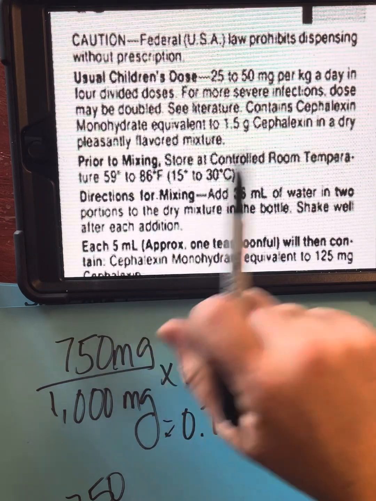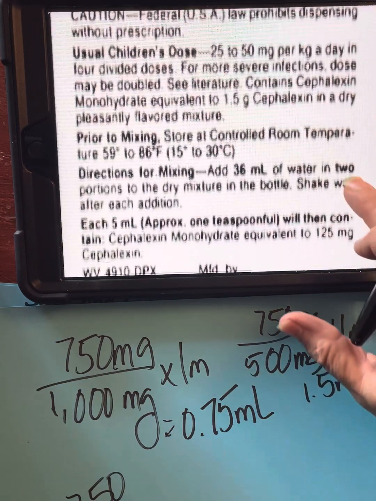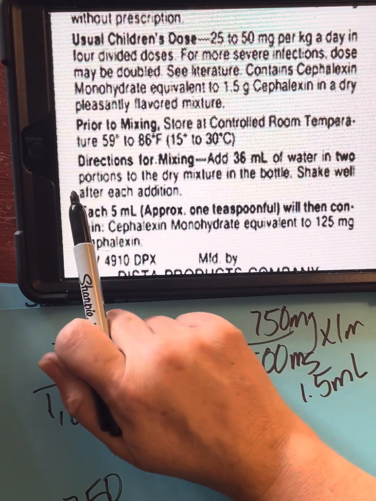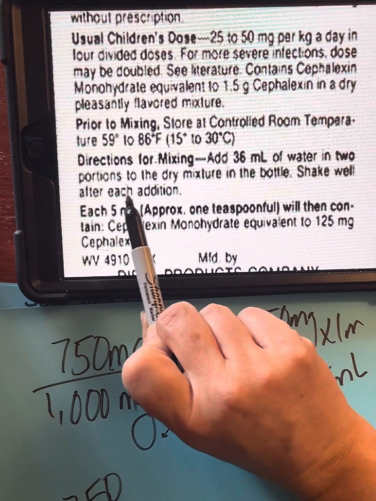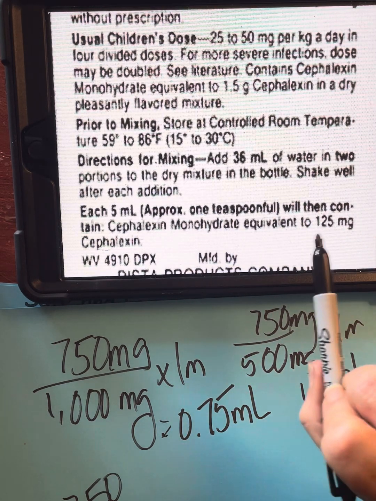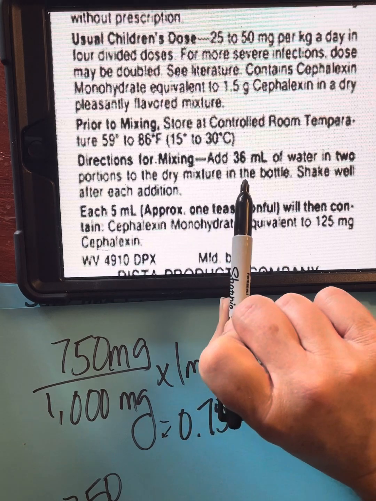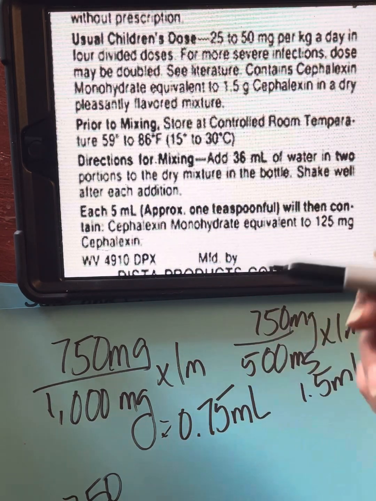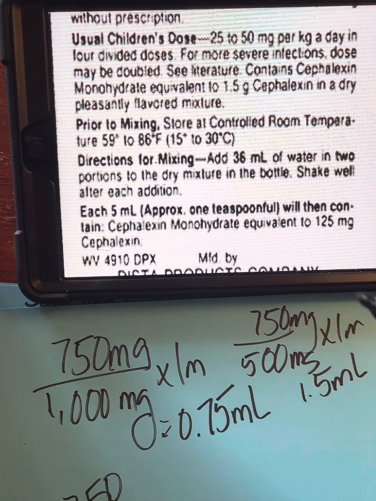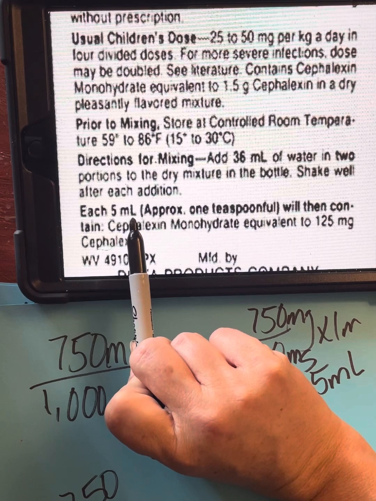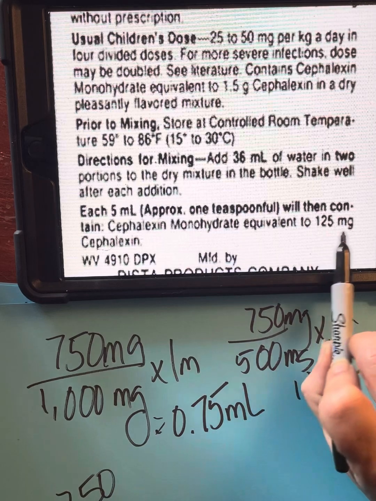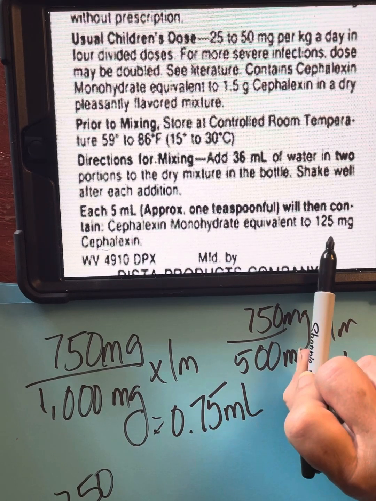So prior to mixing, you've got to look at the directions for mixing. That's what you're looking for. Add 36 milliliters of water in 2 portions to the dry mixture in the bottle and shake it well after each addition. So we're going to put 18 milliliters in, shake it, shake it, shake it. Put another 18 milliliters in, shake it, shake it, shake it. And then this says each 5 milliliters will then contain 125 milligrams.